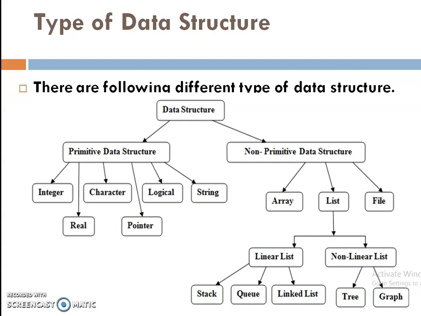Non-primitive data structure has 3 types. First, array, then second, list, and last, file. List has 2 types, linear list and non-linear list. Examples of linear list are stack, queue, and linked list. And examples of non-linear list are tree and graph.